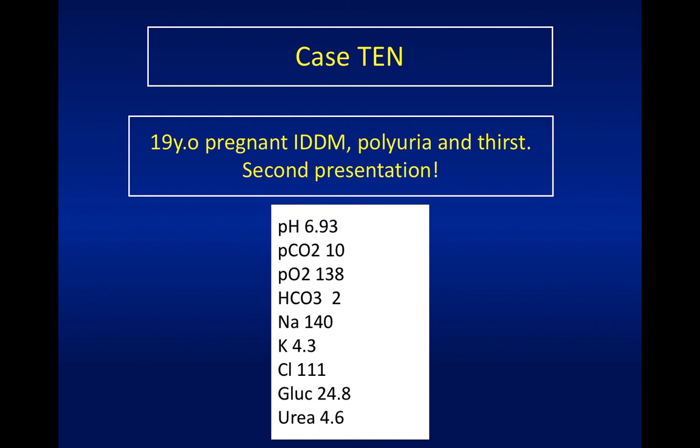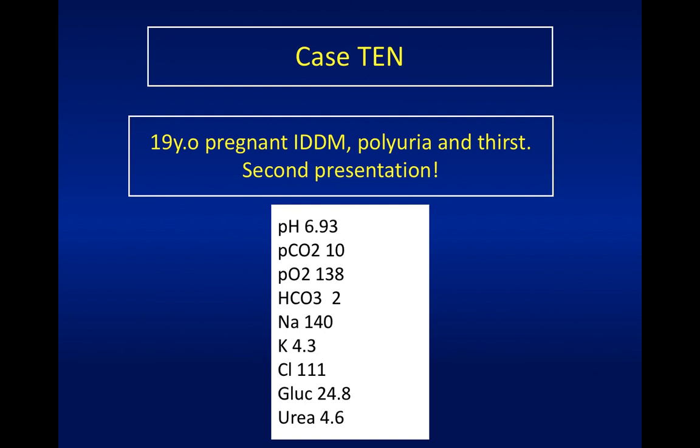So severe acidemia, pH 6.93. The PCO2 of 10 shows marked hyperventilation, which is respiratory alkalosis. So she's trying really hard to compensate for the acidemia. Bicarbonate of 2, that's incredibly low, isn't it? So she's got a severe metabolic acidosis with a very high minute ventilation, or respiratory alkalosis, trying to compensate.